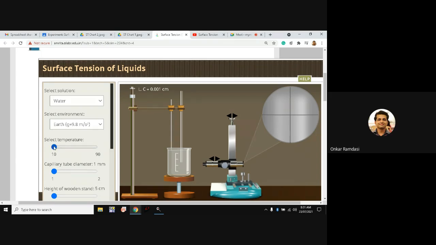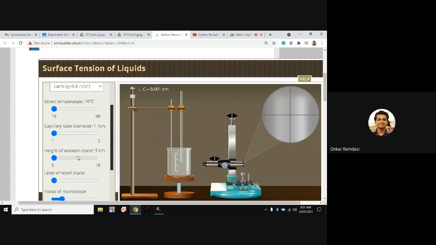Now select the temperature. We can vary the temperature from 10 to 90 degrees. Right now I am showing you the readings for 10 degrees, so I will keep it at 10 degrees. The capillary tube diameter I am keeping fixed at 1 mm. I am not changing the scale. The height of the wooden stand I am also keeping fixed at 5 centimeter. The level of the retort stand I am also keeping fixed.